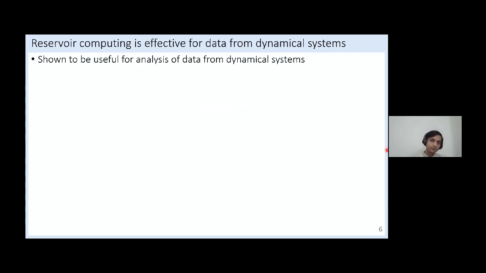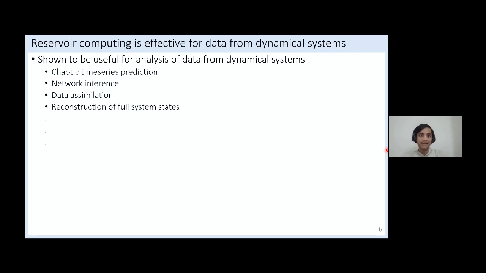Okay, now reservoir computers have been used for all sorts of problems relating to data from dynamical systems. I mean, they have been used in other cases as well, but a large focus really has been when your data is coming from some sort of a dynamical system. And there are all sorts of problems, and I wasn't going to list all of them. I've just thrown out a few over here. There's chaotic time series prediction. You can do some sort of network inference. You can do data assimilation. You can reconstruct some larger system states. There's really a lot of things you can do.